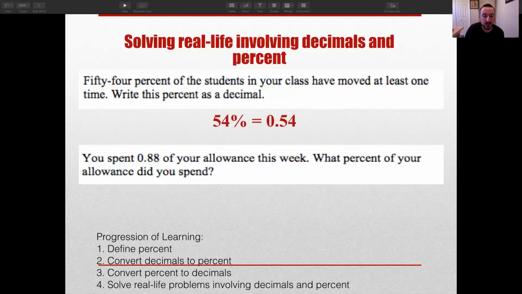You spent 0.88 of your allowance this week. What percent of your allowance did you spend? Again, we have a decimal of 0.88. 8 is in the tenths place. 8 is in the hundredths place. So that would be 88%.